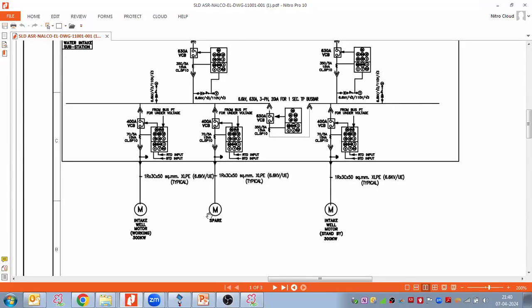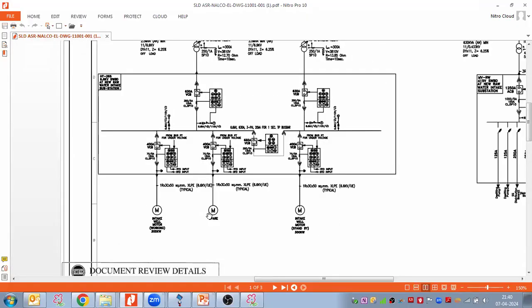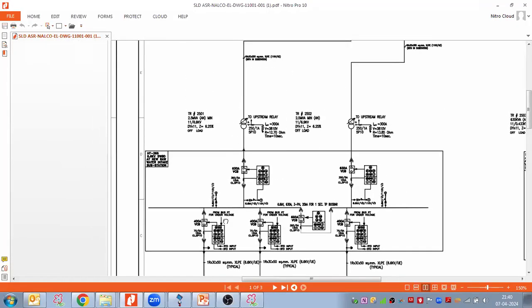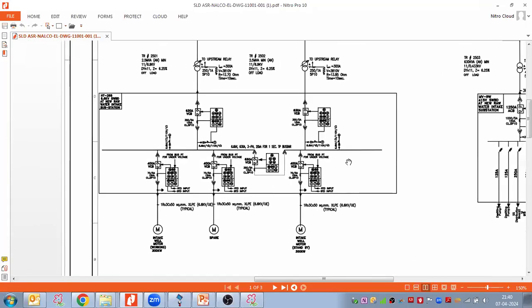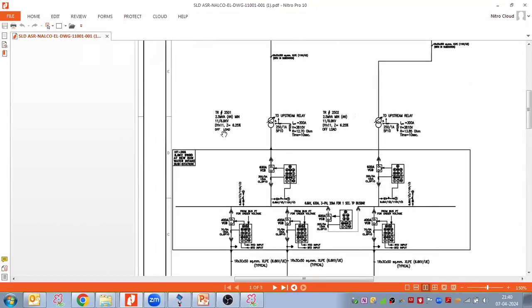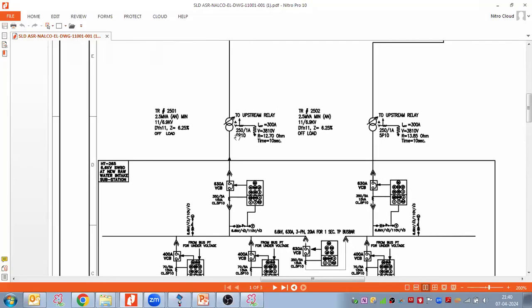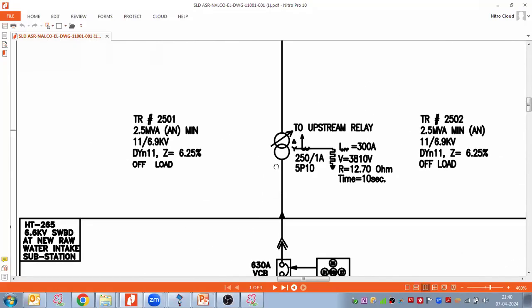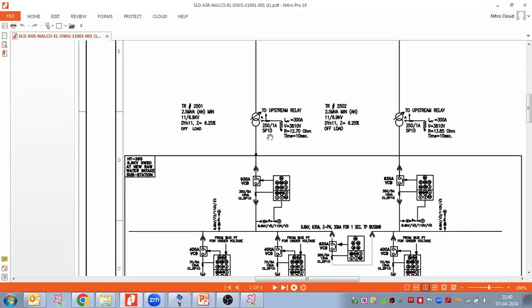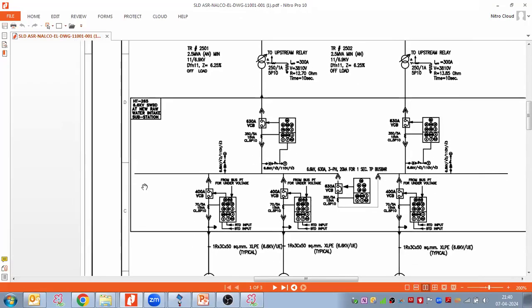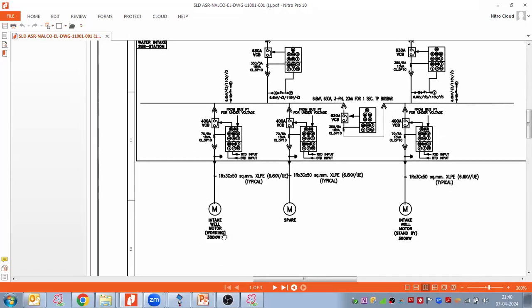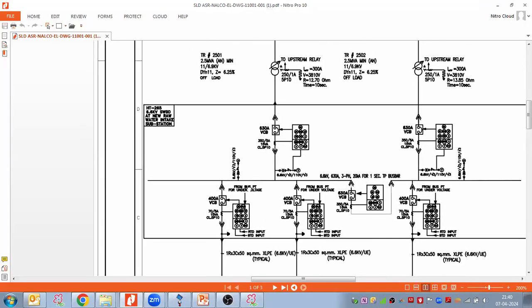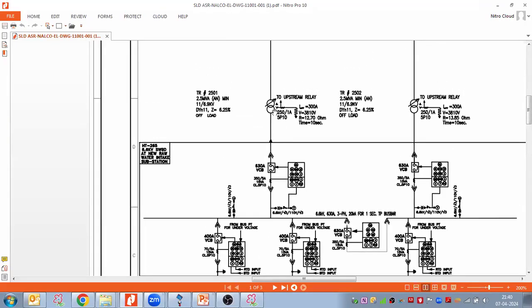So 300 kilowatt this one, and 300 kilowatt this one as well, so 1000 kilowatt or 1 megawatt is the total load. But they are using 2.5 MVA, which is very high in size. Might be they have some future planning to connect load. Now the point is that this transformer feeds a bus bar, and on that bus bar there is a direct motor connection.